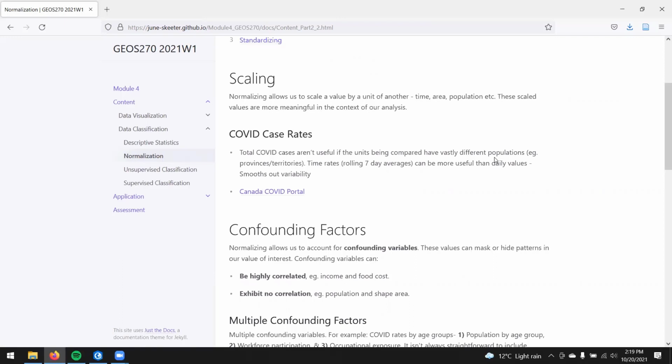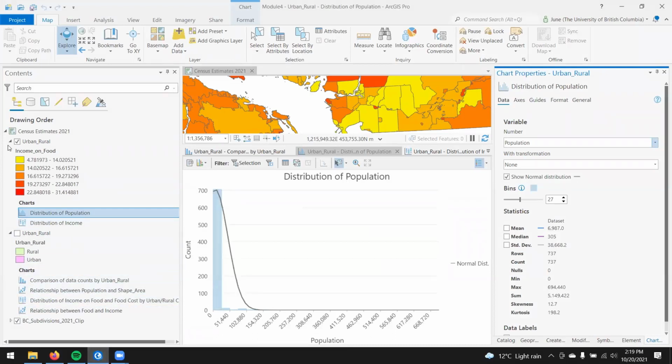We've done this in lab a couple times, right? Even back to module 2, we calculated population density. The area of the census unit is a confounding variable of the population. Confounding does not mean that they're correlated. They can be highly correlated. For instance, income and food have a strong correlation, which we're working with in lab this week. But population and shape area don't exhibit much of a correlation at all.